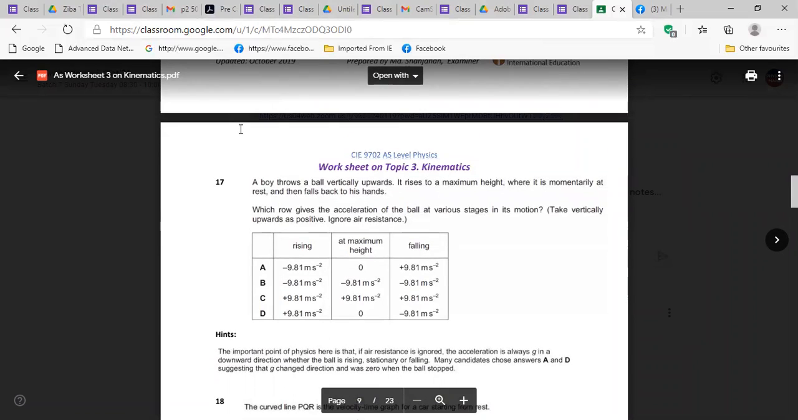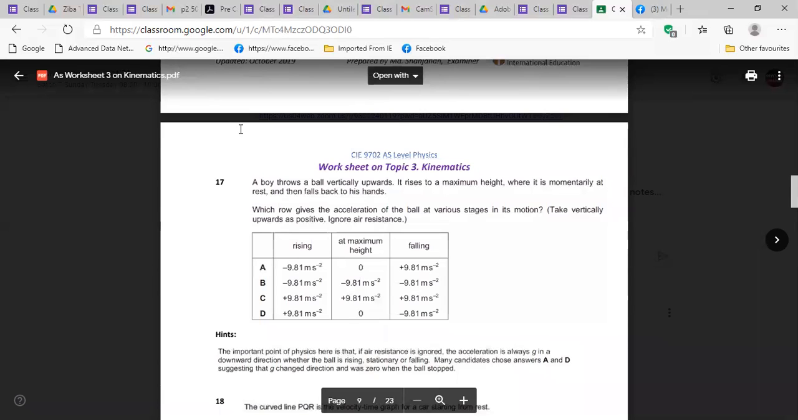17, huh? 17, can you read? Yes, sir. A Sir, Nabil? boy should I throws read? a ball vertically. কে নাইট পড়তেছিল? Yeah, Nabil. Tell Nabil to read. Nabil, A read. boy throws a ball vertically upwards.